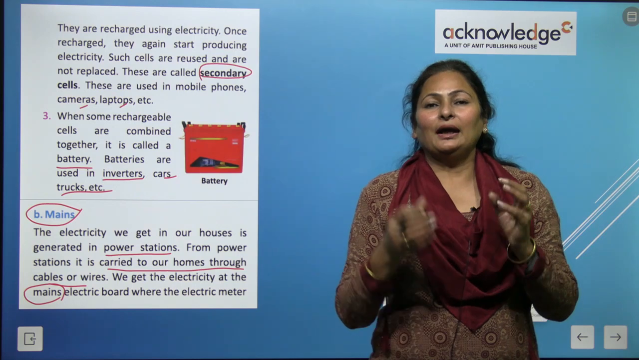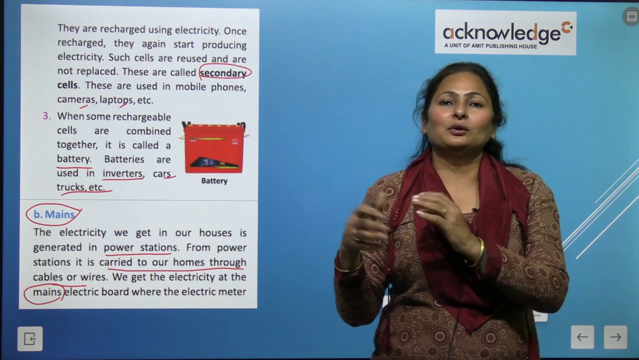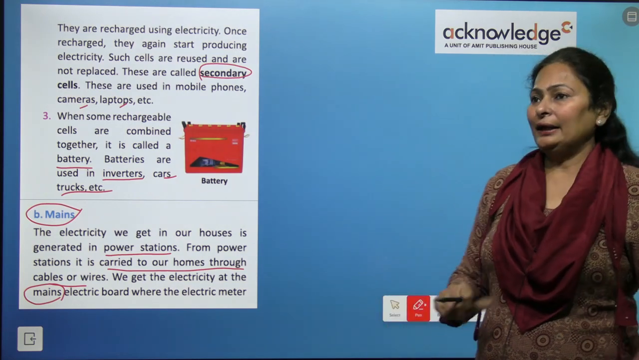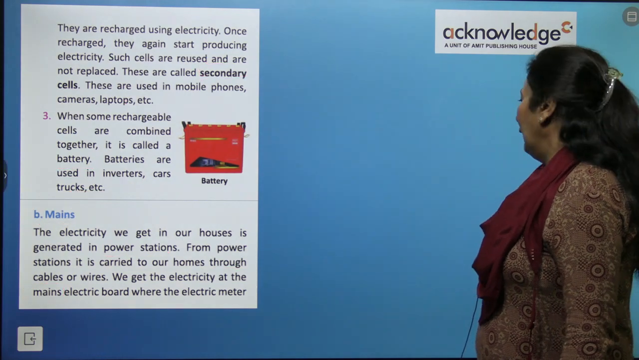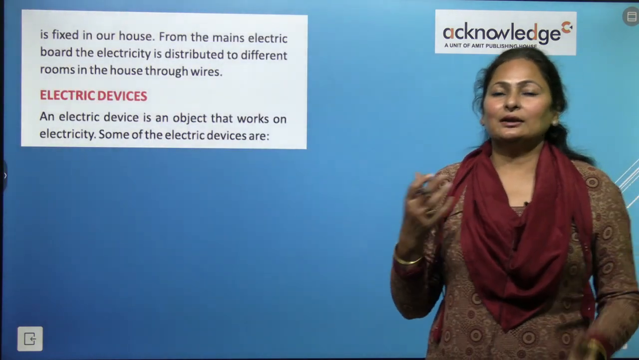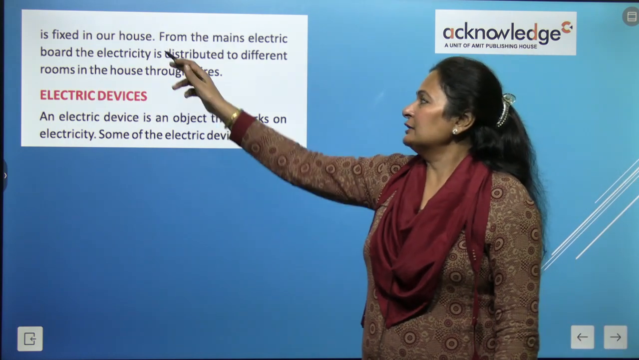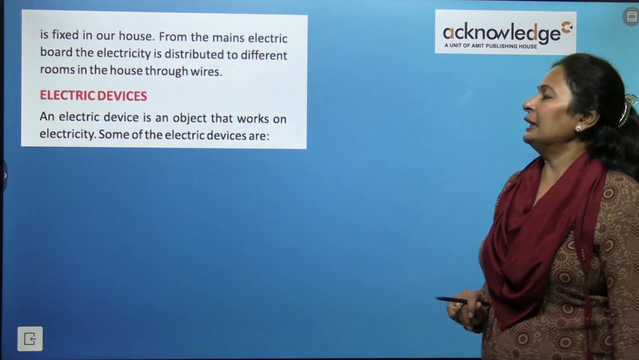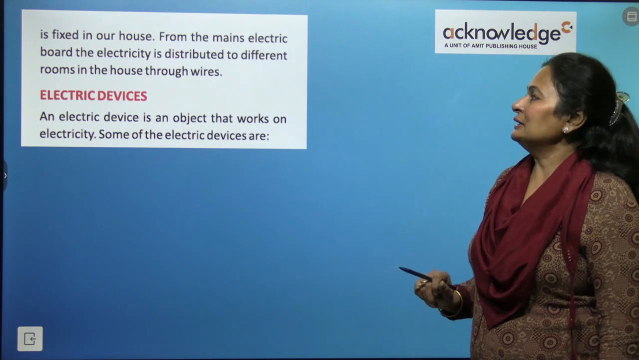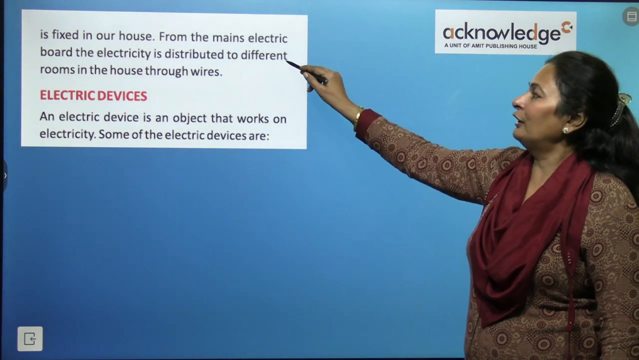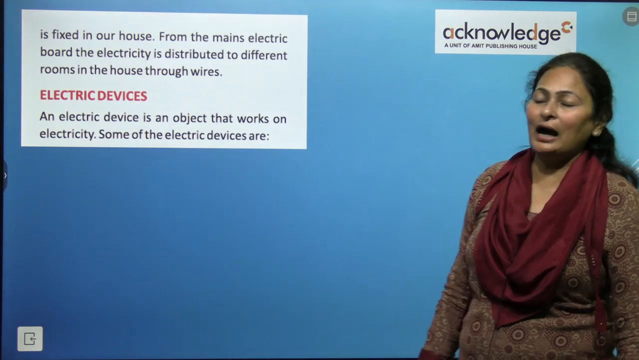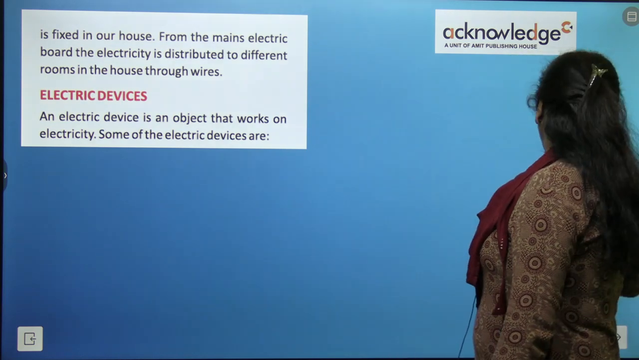So we are getting mains, and with this meter you glow the light, the tube light, and you switch on the lights and you can use the other electric appliances as well, right? It is fixed in our home from the mains electric board. The electricity is distributed to the different rooms in the house through wires.